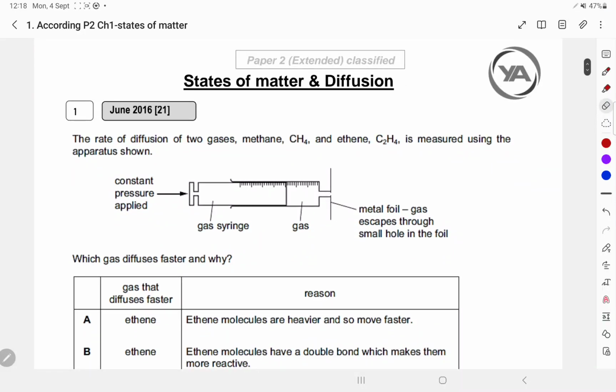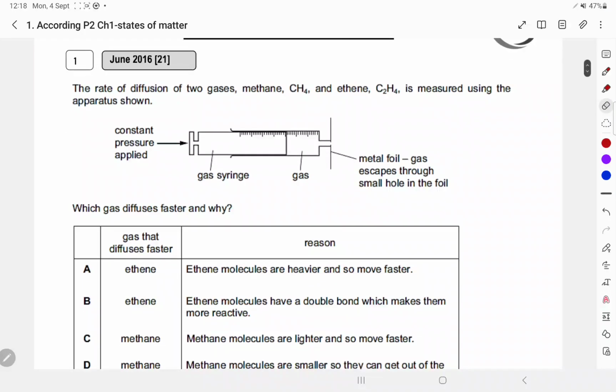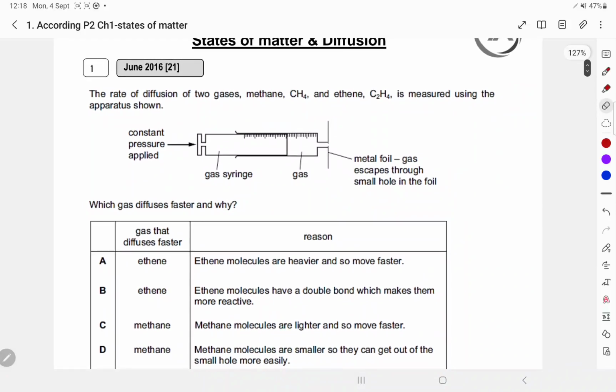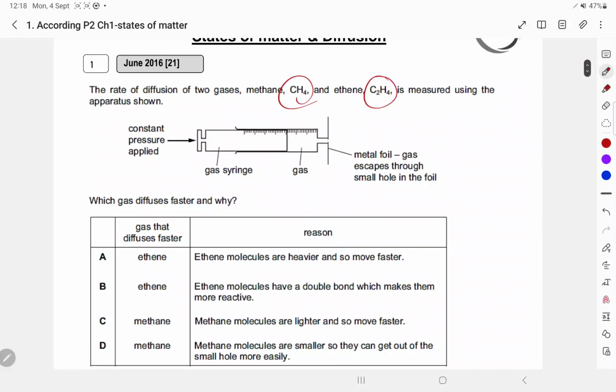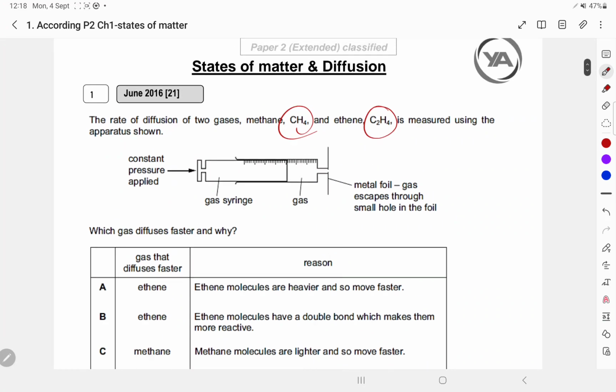Okay, solving paper 2 questions of states of matter and diffusion. The first question: the rate of diffusion of two gases, methane and ethene, is measured using the apparatus shown. So which gas will diffuse faster? Actually, we have to work out the MR, the relative molecular mass of each one, using the mass number. So in methane, carbon has mass number 12, plus hydrogen has mass number 1 times 4, so it has MR 16. So this is the MR of methane.